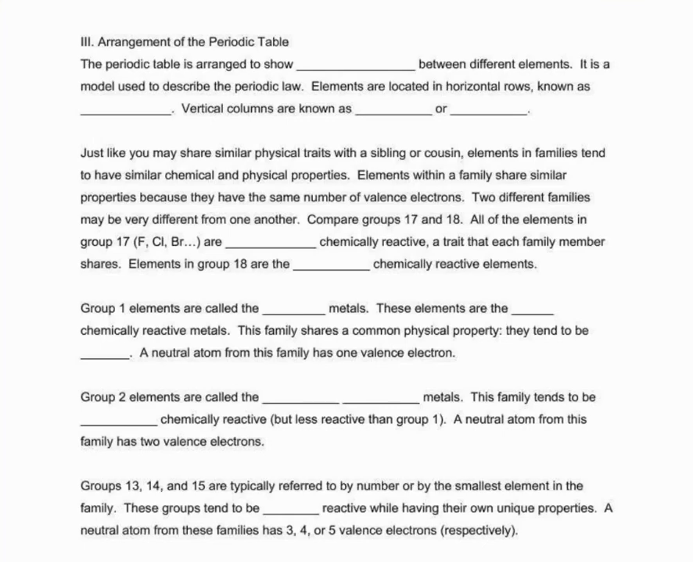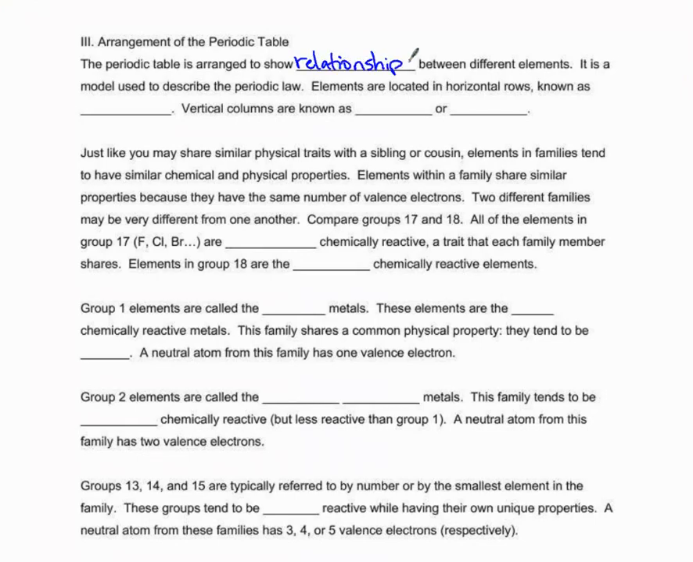Okay, this is Chemistry Unit 4. This is the fourth video of this unit. So we're looking at the arrangement of the periodic table. The periodic table is arranged to show relationships between different elements.